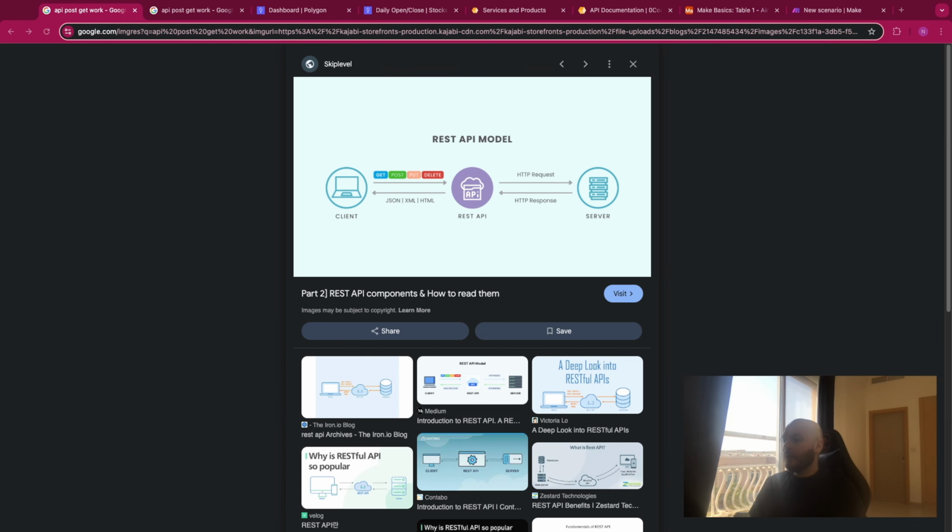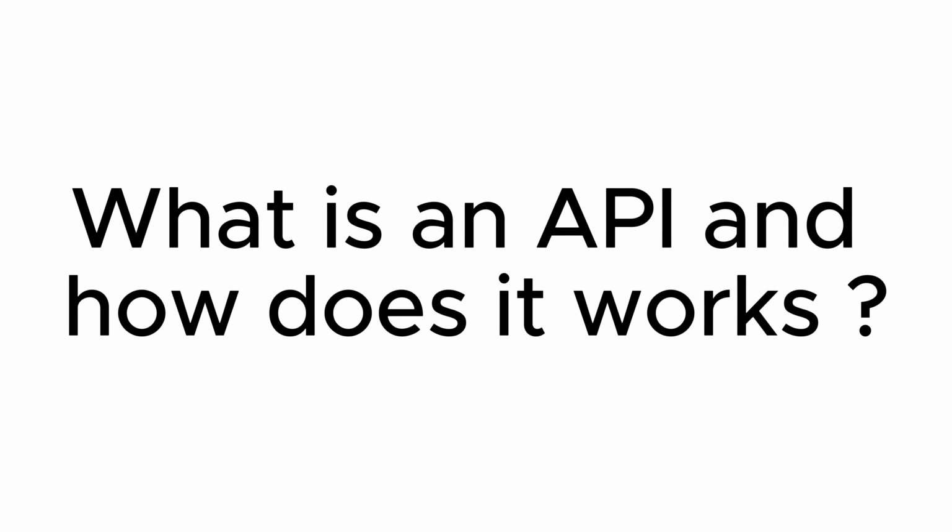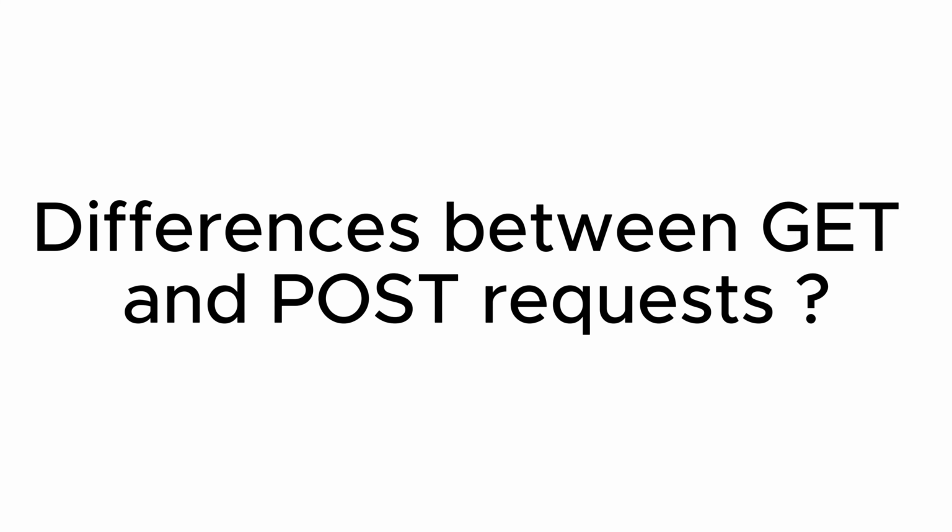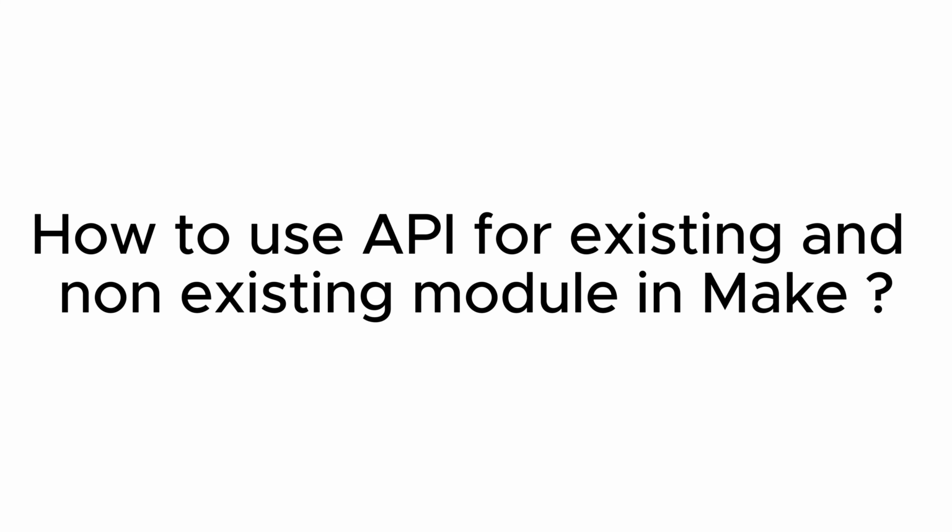In this video, I will show you how to use any API in Make to access infinite hidden integrations. We will see what an API is and how it works, the differences between GET and POST requests, how to use it for an existing module, meaning you have a module in Make but you don't find the function you want to use, or a non-existing module in Make.